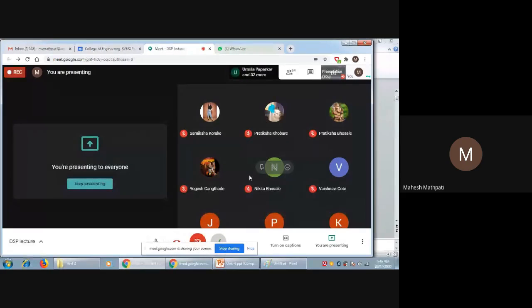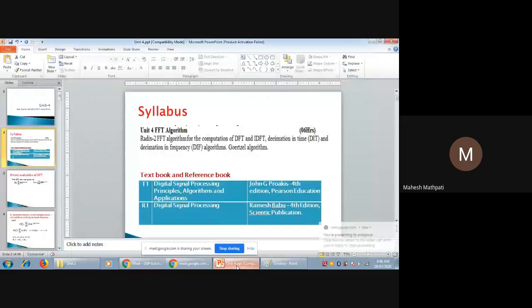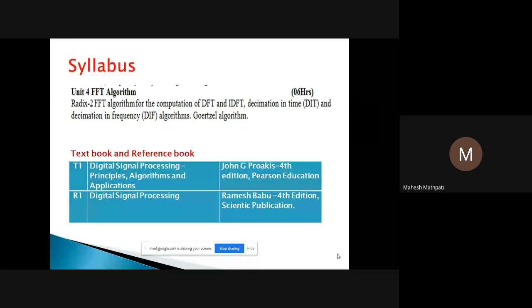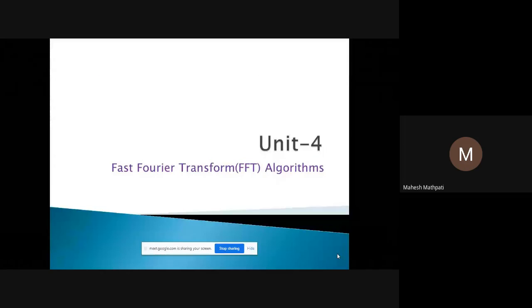So now let us start with the actual syllabus. So what is the title here? The title of the chapter is fast Fourier transform. Okay. So we have discussed already DFT, that is discrete Fourier transform. And here this fourth chapter is just the advanced part of the DFT.